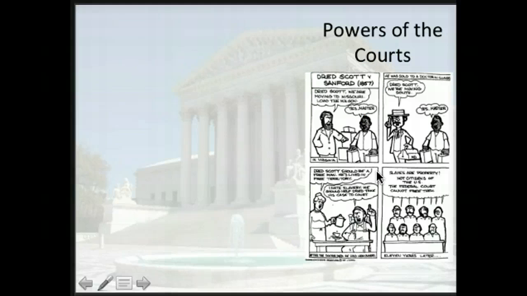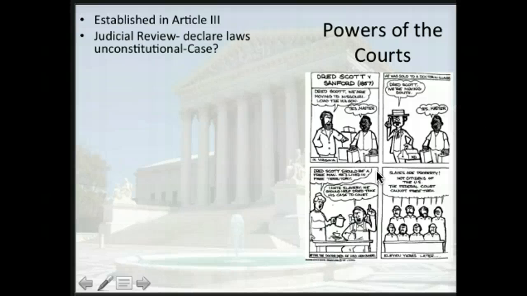Okay. The powers of the federal courts are established in Article 3. Remember, the only court that is mentioned in the Constitution is the Supreme Court. Judicial review is a power that the courts gave themselves. They gave themselves the power to declare laws unconstitutional. It is important to remember the case that did this. That's Marbury versus Madison. In that decision, the Supreme Court gave themselves the power to declare laws unconstitutional.